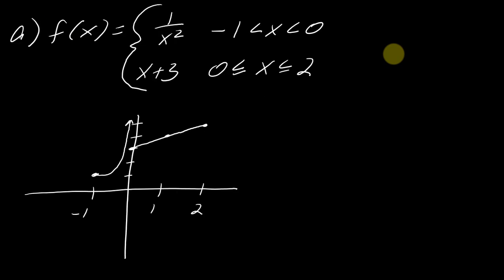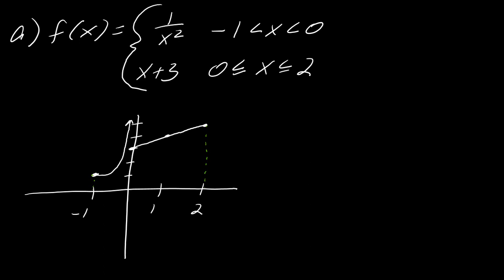So I went ahead and drew out what this first example looks like. So I have 1 over x squared. It's going to have kind of this behavior where it's going up from -1 to 0. So it will never actually touch 0. And then for x plus 3, we've got this line part going from 0 to 2. So this is indeed on a closed interval, right? So this is all closed.